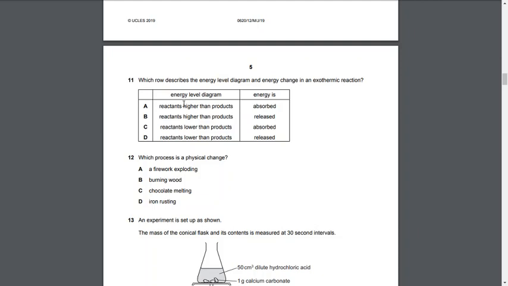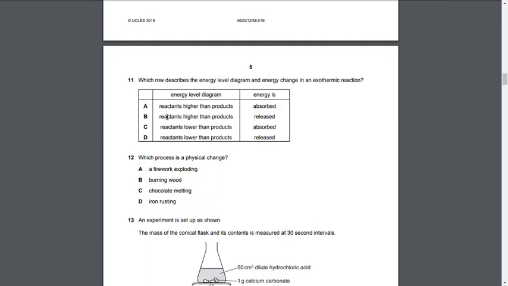So if you look at the exothermic reaction, reactants are always higher than the products and never lower than products. Because it's an exothermic reaction, that means heat is released out, so reactants have higher energy than products. Energy is always released in an exothermic reaction, thus products have lower energy. So the answer is gonna be B, because here reactants are higher than products and energy is released.